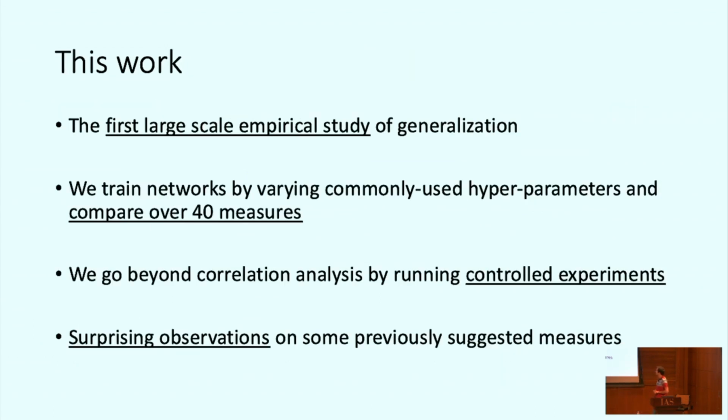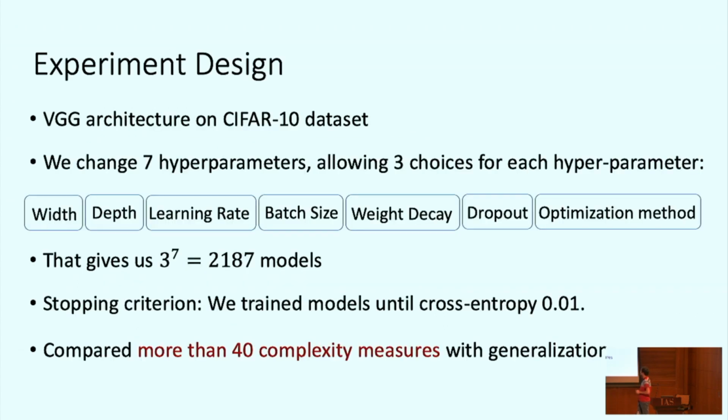So in this work, we try to come up with an experimental design where we go slightly beyond correlation, and we ran larger scale experiments on neural networks, and we looked at over 40 different measures that are suggested in different papers or a combination of them, and we tried to see which one can actually tell us something interesting about generalization. And I'm going to show you some of the surprising observations we have.